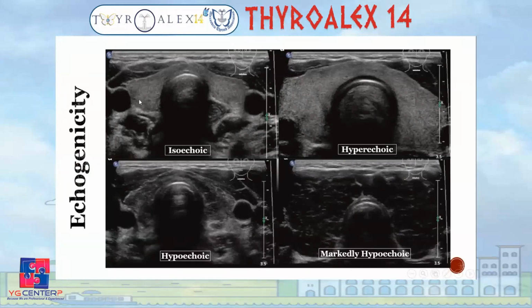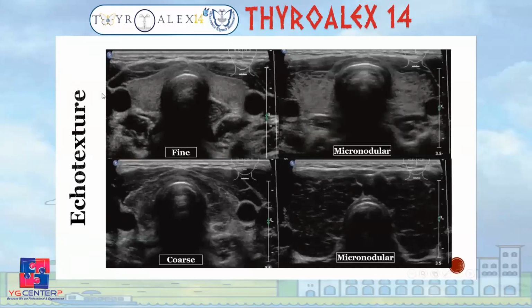How do we classify them? We just look at the strap muscles and compare the echogenicity of the thyroid lobes. If it is slightly brighter than the strap muscles, it is isoechoic. Markedly brighter than the strap muscles, it is hyperechoic. Just similar to the strap muscles, it is hypoechoic, and if it is darker than the strap muscles, this is markedly hypoechoic. We see the hypoechoic and markedly hypoechoic patterns in autoimmune thyroiditis.